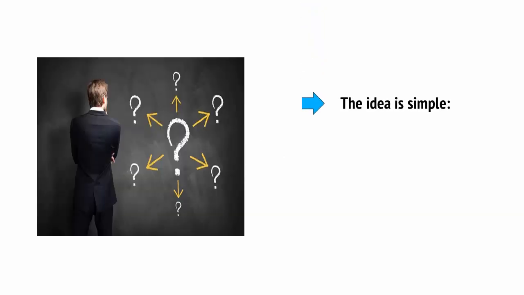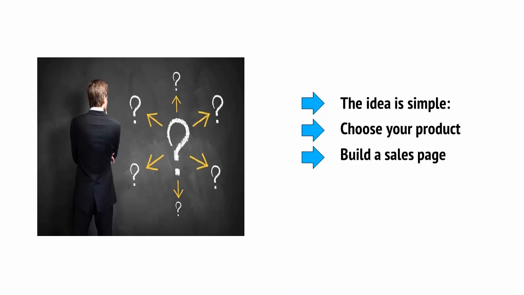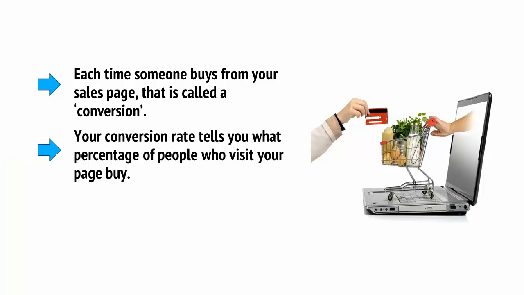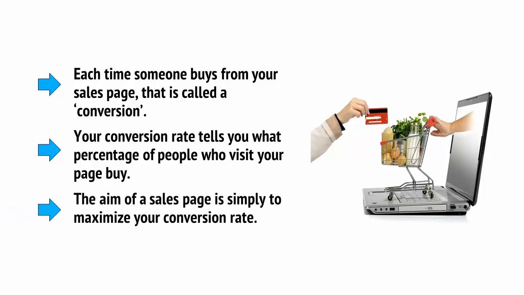Now, the first thing you need to do is to create a sales page. A sales page is essentially a single web page that has a singular purpose: selling one product to your audience. The idea is simple: choose your product, build a sales page, send people to your sales page. That's it. Each time someone buys from your sales page, that's called a conversion. Your conversion rate tells you what percentage of people who visit your page actually buy. The aim of a sales page is simply to maximize your conversion rate.